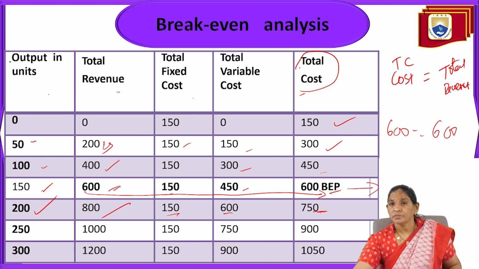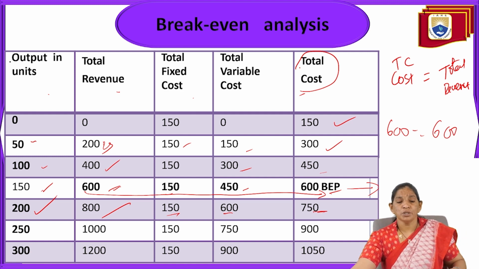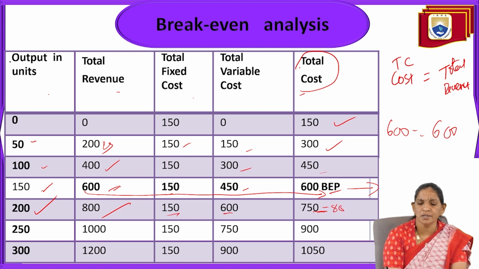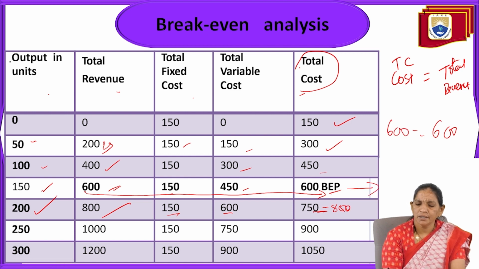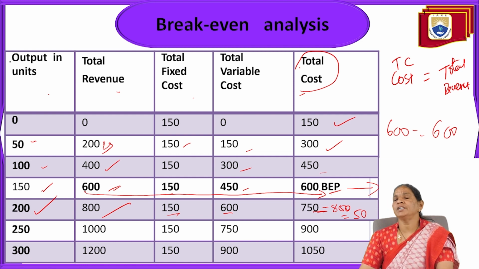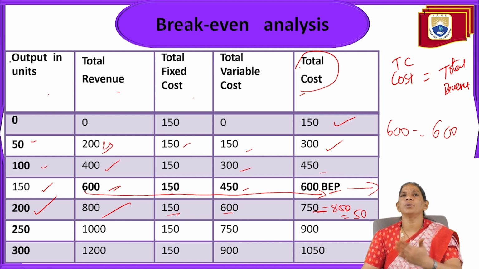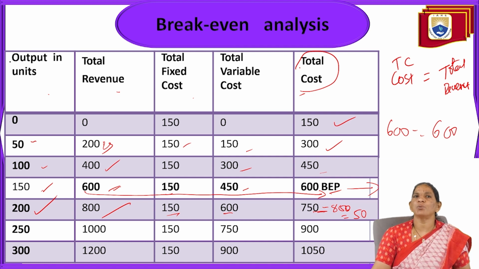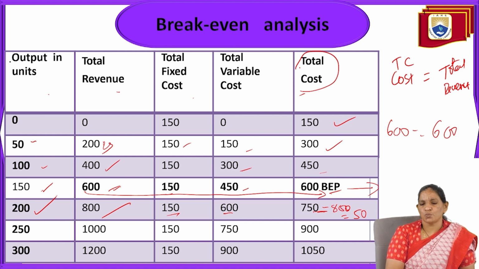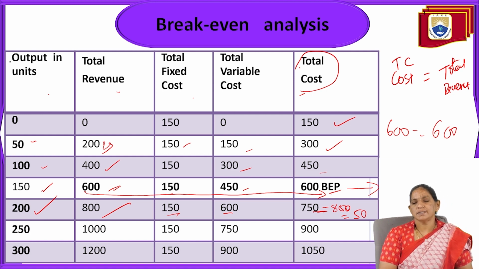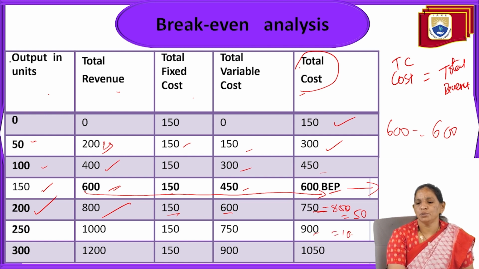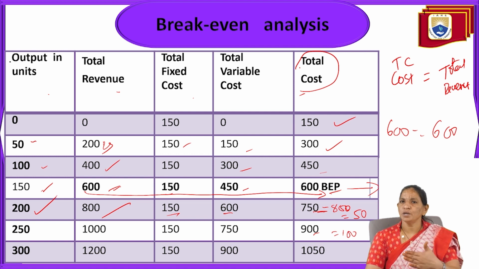the total revenue is 800, but the fixed cost is 150 and the variable cost is 600, and we got 750 as the total cost. So the revenue we got is 800 and the cost is 750. 800 minus 750, you will get 50 as profit. It means above this point, whatever units we go on increasing, the organization is able to reach the profit level. When you go for another increase to 250 units, the total revenue is 1000 and the total cost is 900, and here I am able to get 100 rupees as profit, and so on.